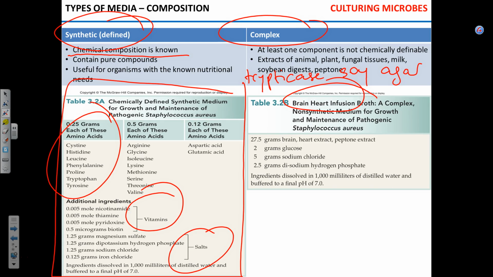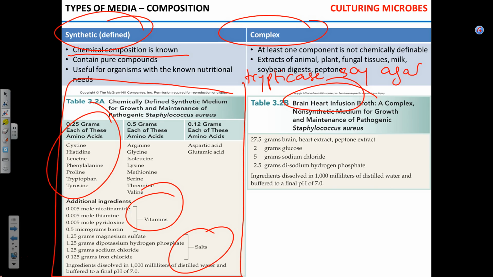Think about this. Complex medium is your buffet. Okay? You don't know what's in the buffet, but you're pretty sure you're going to find something that you can eat. Okay? Synthetic medium is like going to your friend. You know that there's going to be only chips and salsa, and that's it. Nothing else. But you know for sure that's what's going to be there. Okay? And if you can't survive on chips and salsa, well, too bad for you.